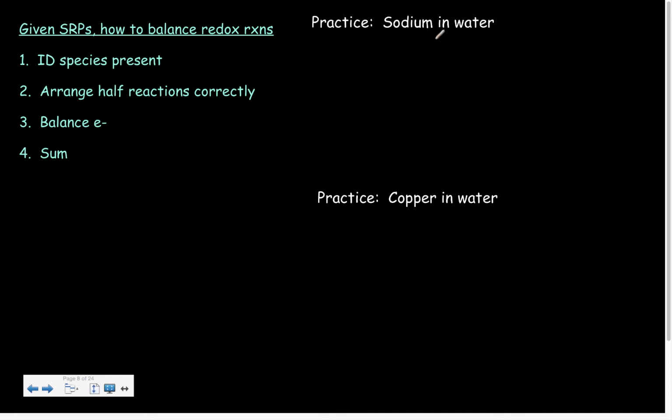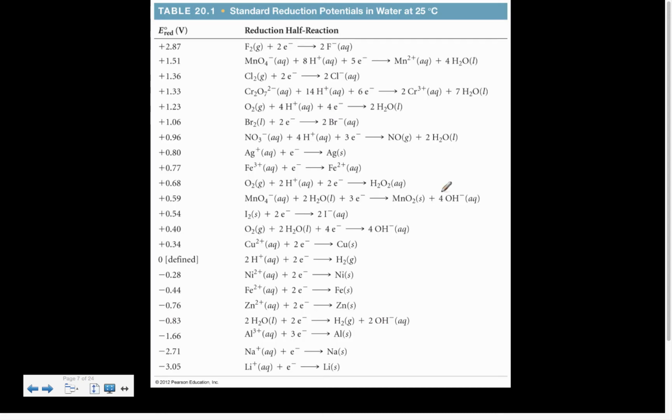Let's say we have some sodium in water. So my species are going to be sodium and water, and hopefully you remember what this makes. This makes NaOH plus H2. So let's look at my redox. I know that this is 0 here and this is +1 here. So let's go back here: sodium to sodium plus.